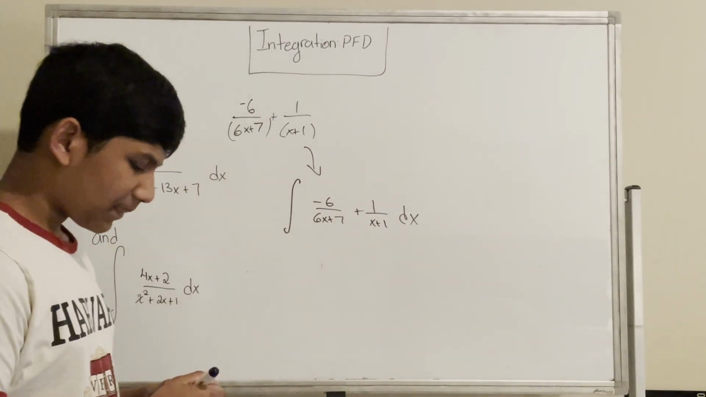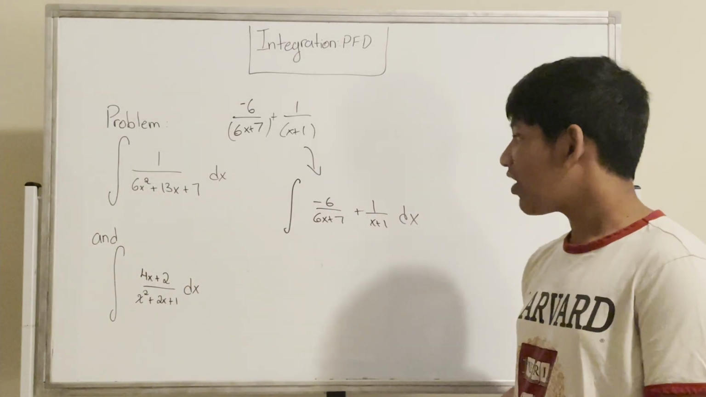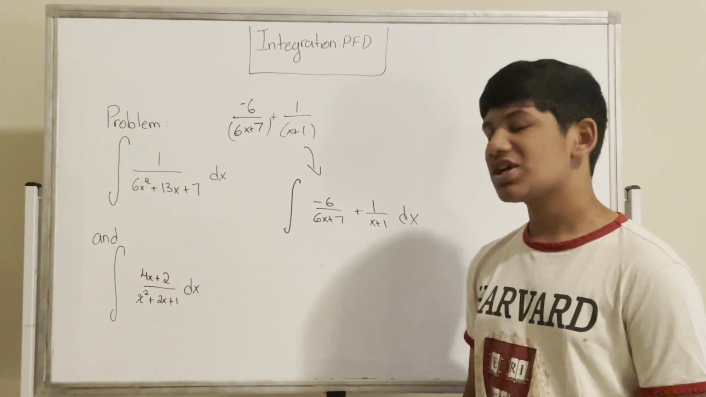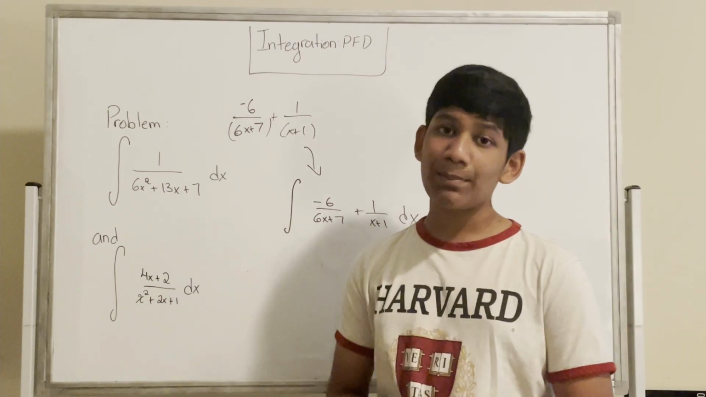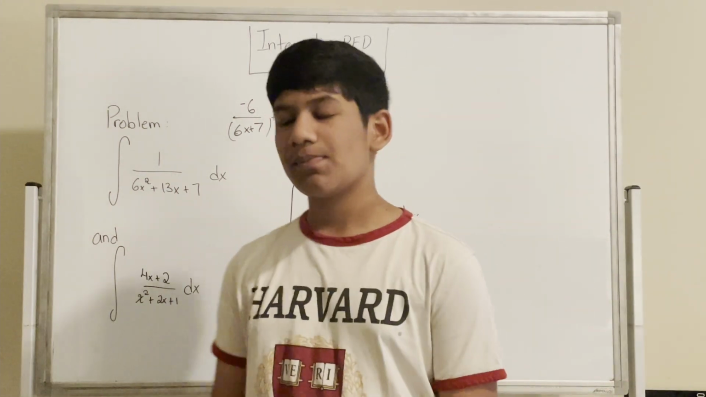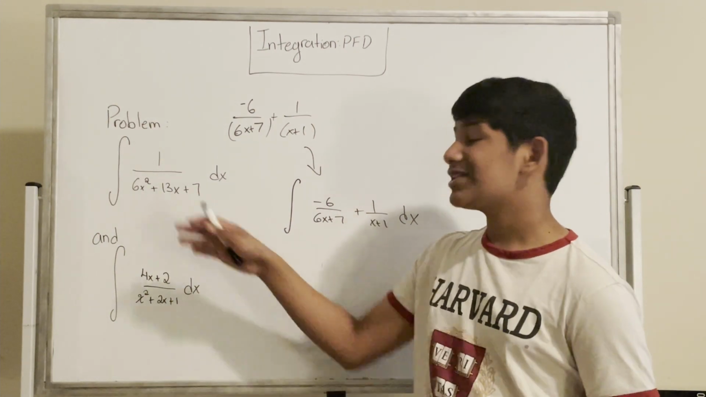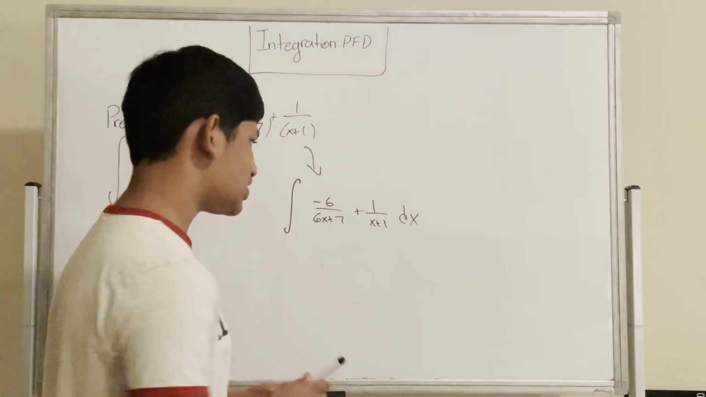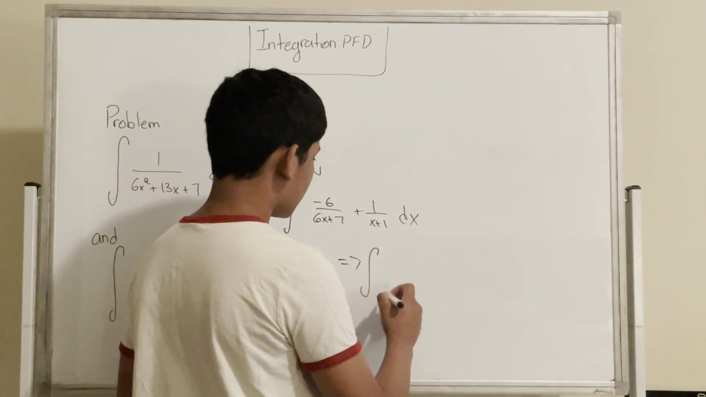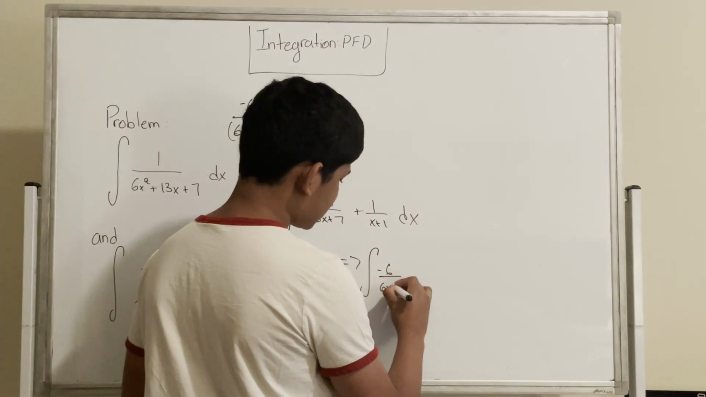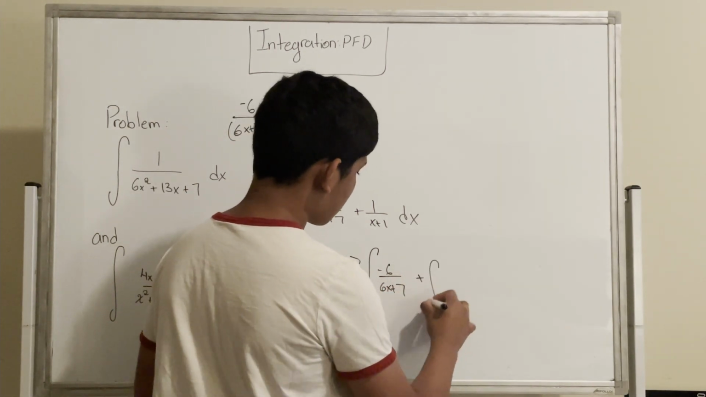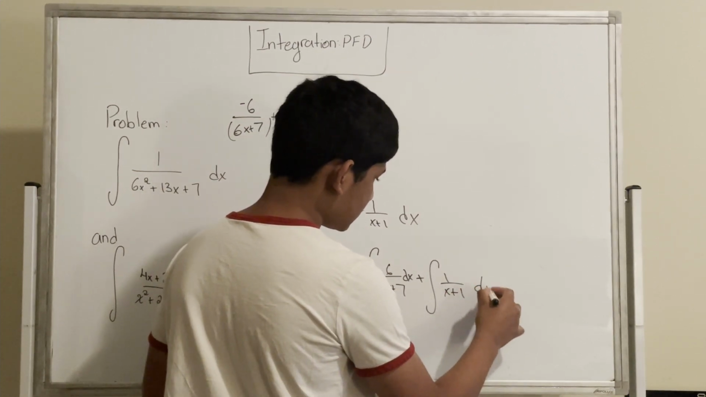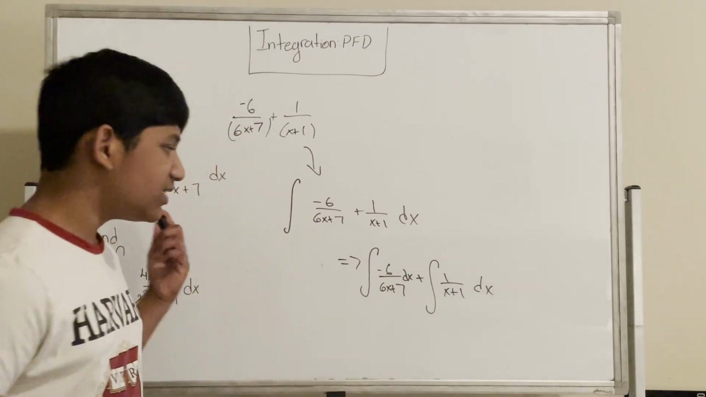Now you may be wondering, this looks equally as hard as this over here. Can't we just do u substitution or integration by parts, and therefore just get the answer to this? And yes, you can. You can probably use another integration technique, numerically or algebraically, to try to solve this. But there's a specific property of integrals. This is just equal to the integral of minus 6 over 6x plus 7 dx plus the integral of 1 over x plus 1 dx.